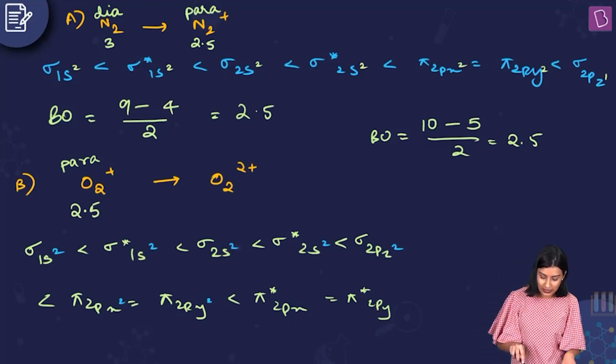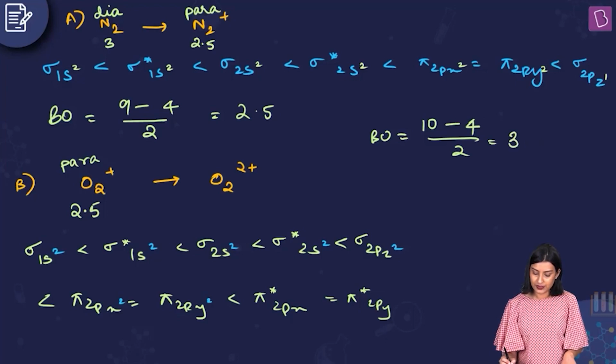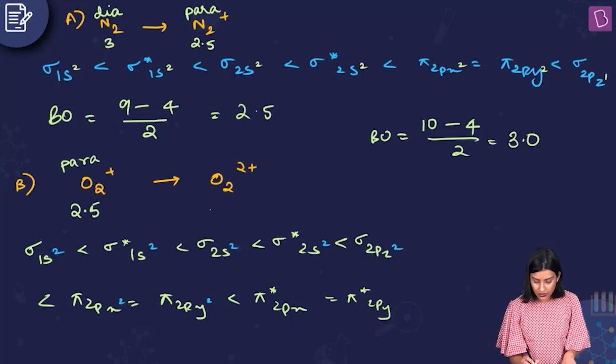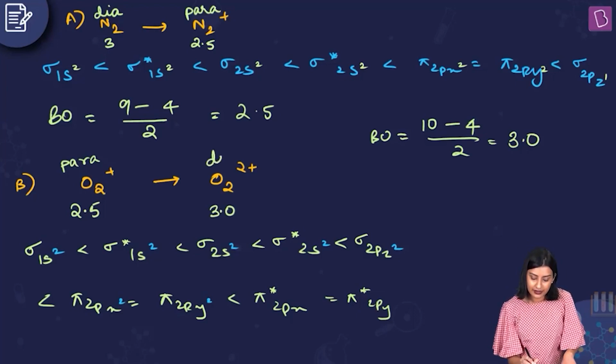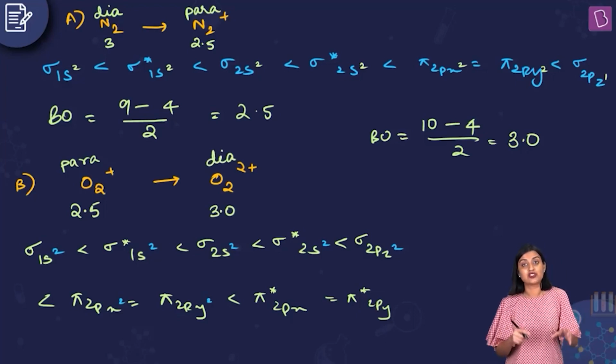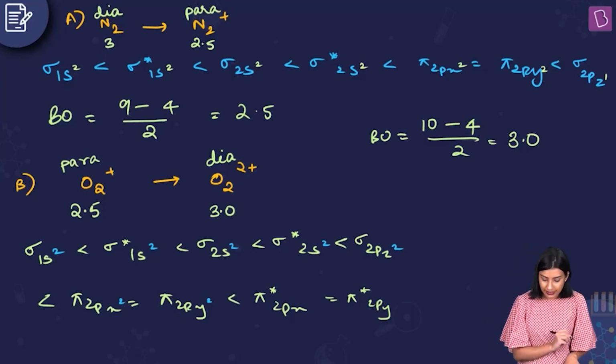What happens? You can kick out this electron, and then this will be 4 here. Because of that, the bond order becomes 3. Correct? Cool. So here you will have a bond order of 3, and you can see that all the electrons present are paired, which means your O2 2+ is going to be diamagnetic in nature.